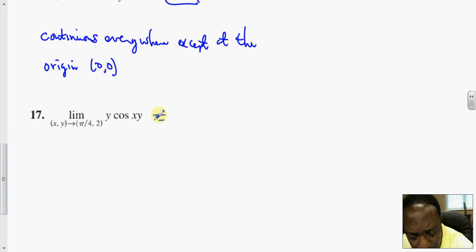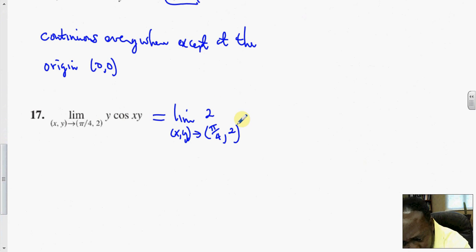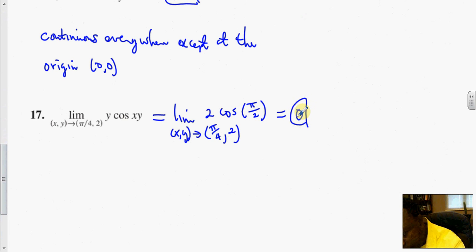Look at this limit. This is the limit as x comma y approaches pi over 4 comma 2. And here, if we plug that in, y would be equal to 2. And this is cosine of x times y. So this is 2 times pi over 4, which is just pi over 2. We get cosine of pi over 2 is 0, and 2 times 0 is 0, and the limit of 0 is 0. And the continuity of this particular function is that it's continuous everywhere.